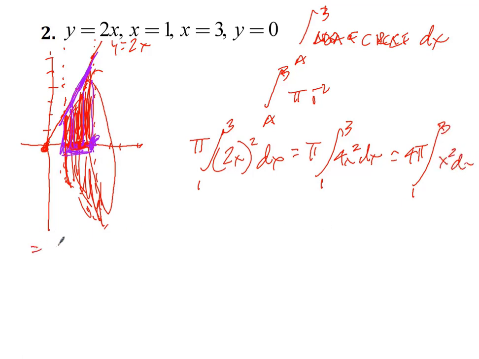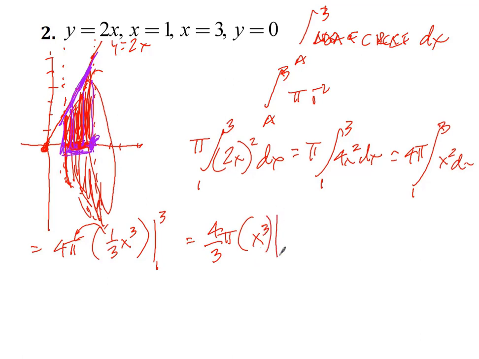Now we're going to take the antiderivative. And the antiderivative of x squared is, of course, 1/3 x cubed. And we're going from 1 to 3. Once again, we have a constant right here, this coefficient 1/3, so we can bring that out front so that we end up with 4/3 pi and x cubed. We're going from 1 to 3.